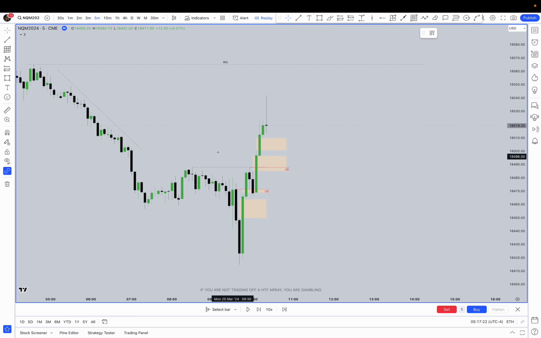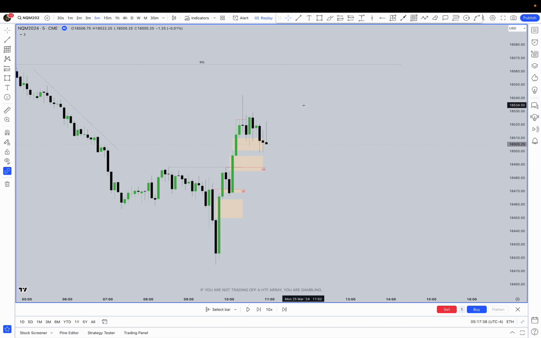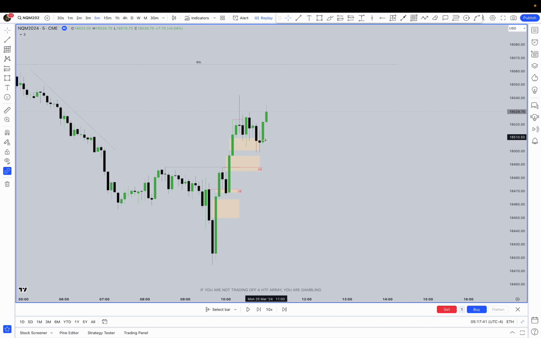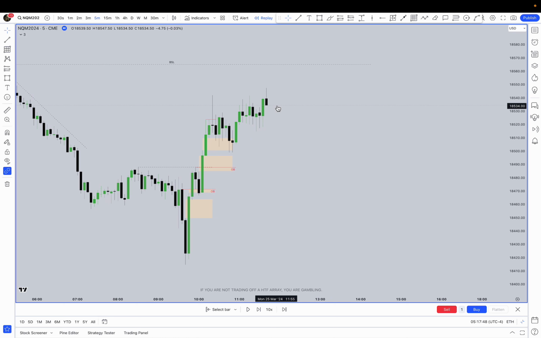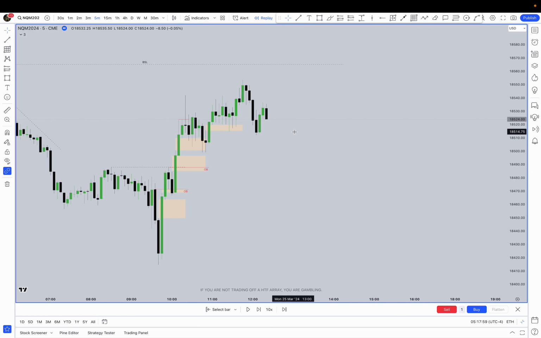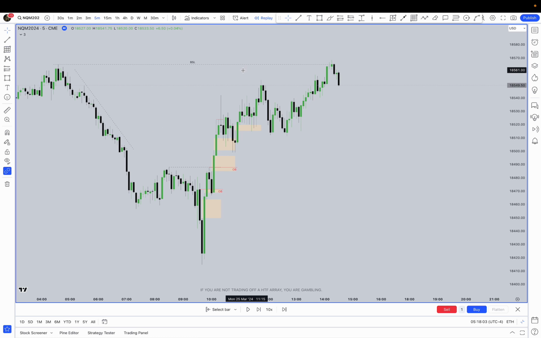See how fast price goes, taking out all these failure swings. So go from external range liquidity back into internal range liquidity. Internal range liquidity, go back to external range liquidity. External range liquidity, price goes back to internal range liquidity. After internal range liquidity, back to external range liquidity. And then eventually we take out this buy side liquidity pool.